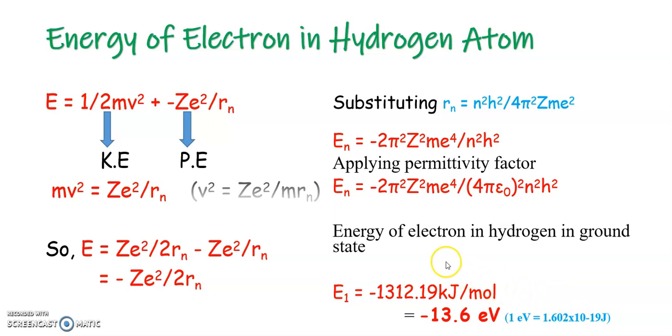This is the ground state energy, and the energy of the electron in excited states can be obtained by putting n equal to 2, 3, 4, etc. in the energy equation. In the next part, we will see the origin of the hydrogen spectrum, and please keep in mind the energy and radius values of the electron in the hydrogen atom. Thank you.